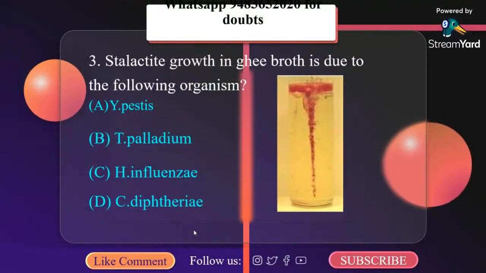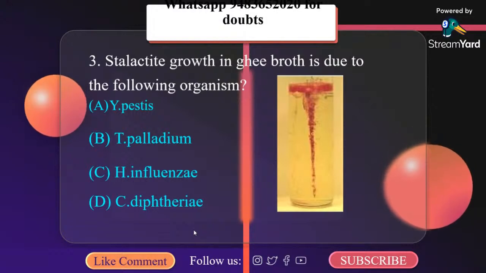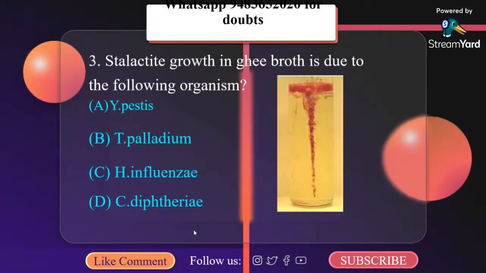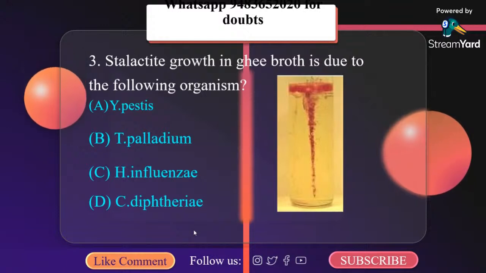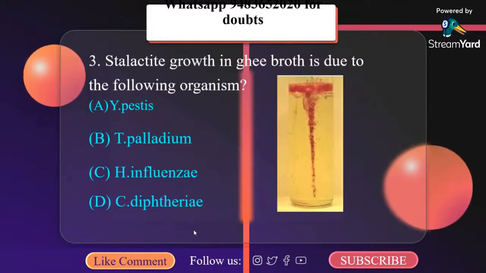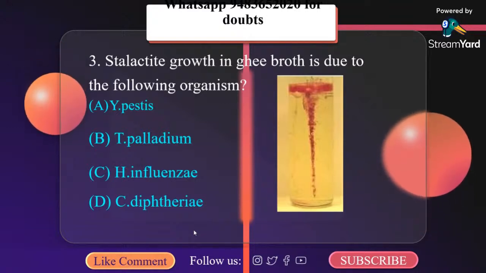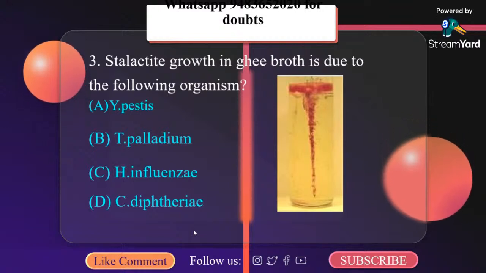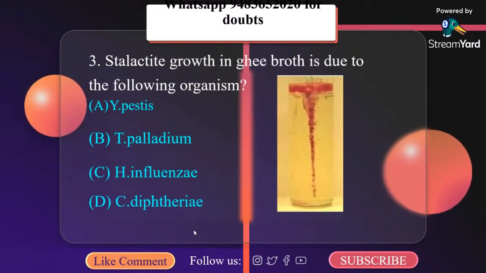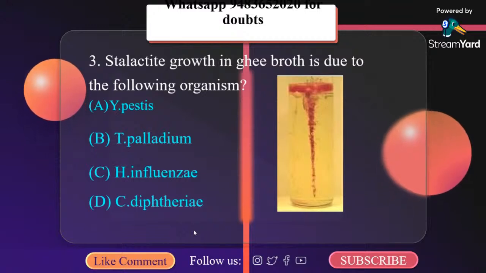Stalactite growth in ghee broth. You can see from the image clearly it is a stalactite growth. It is due to the following organism: A. Yersinia pestis, B. Treponema pallidum, C. Haemophilus influenzae, D. Corynebacterium diphtheriae. So, what are the cultural characteristics? It is due to Yersinia pestis.